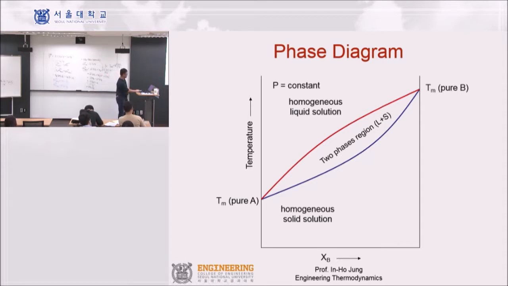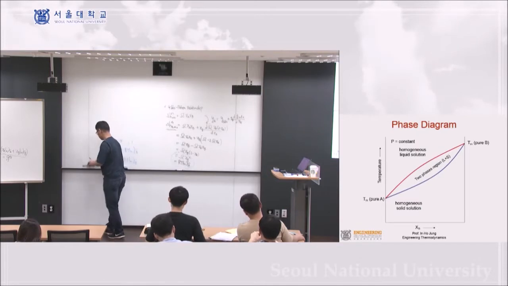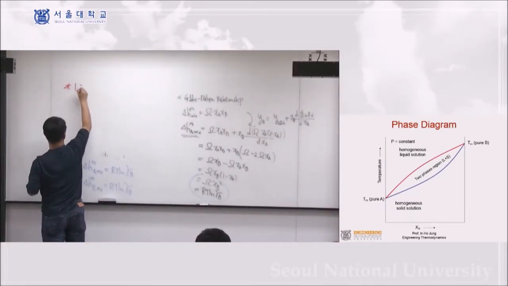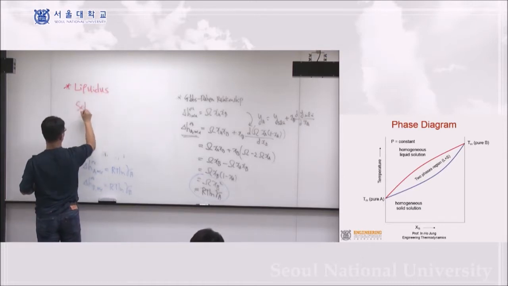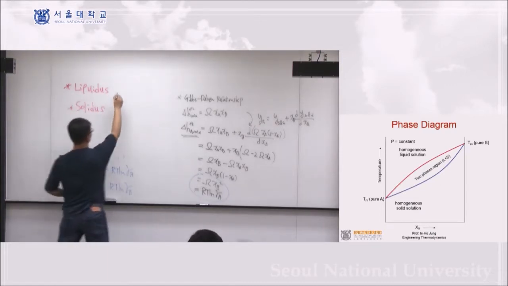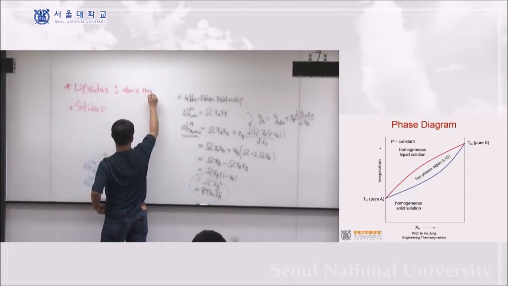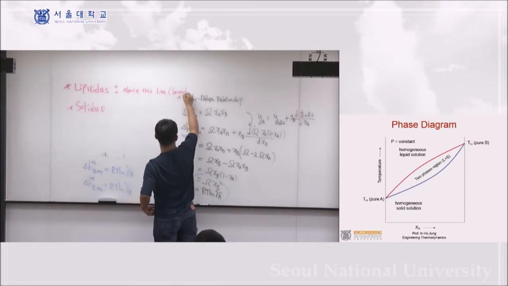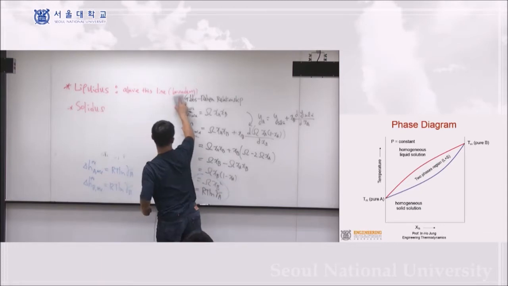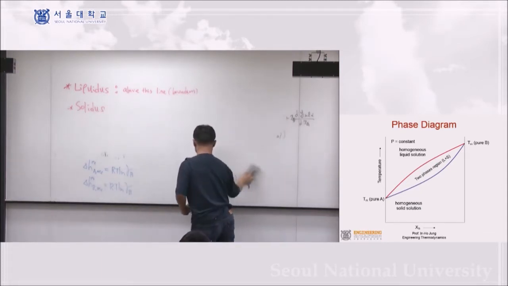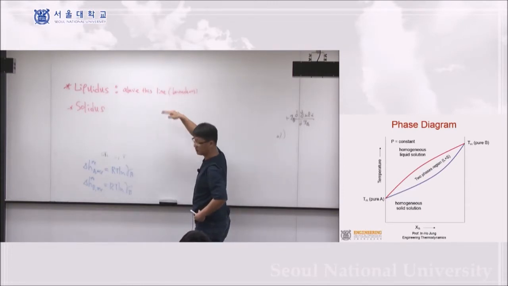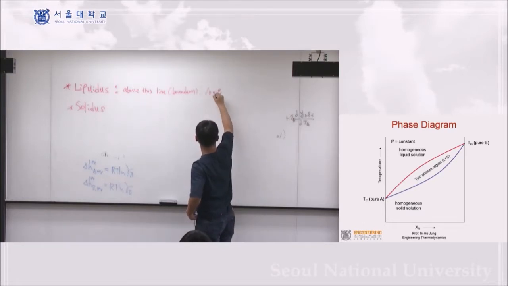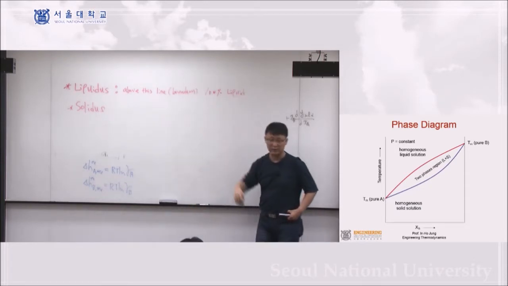Okay? And when you have this kind of red line, which shows you the boundary of liquid, so 100% liquid, we call this one the liquidus line. So let's look at two terminologies. So liquidus is above this temperature, above this line of temperature, we have 100% liquid. Then we call that boundary a liquidus.